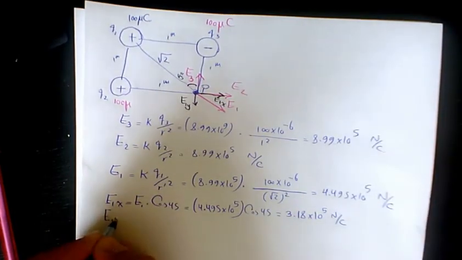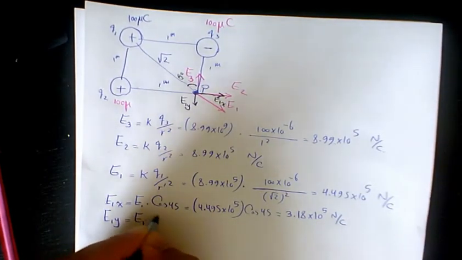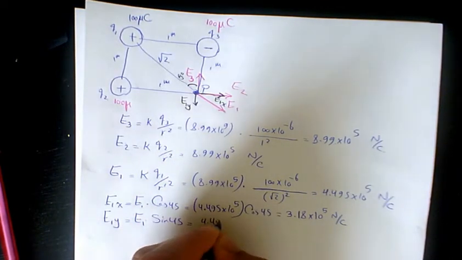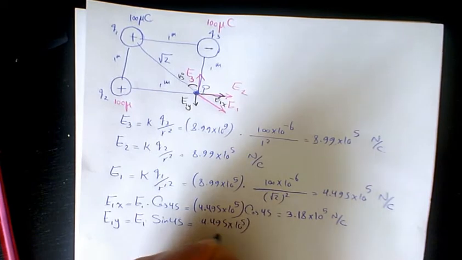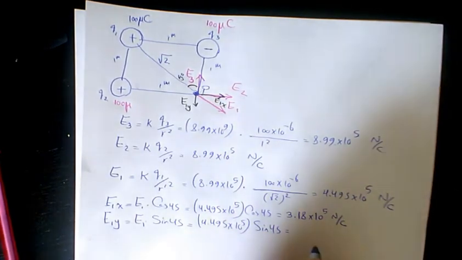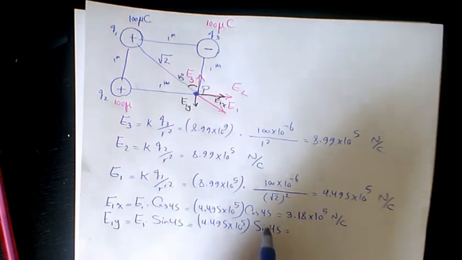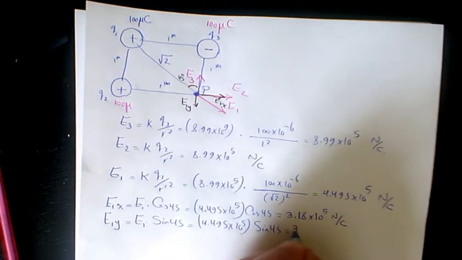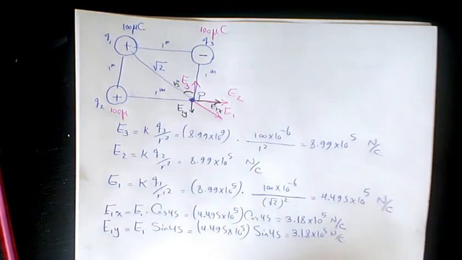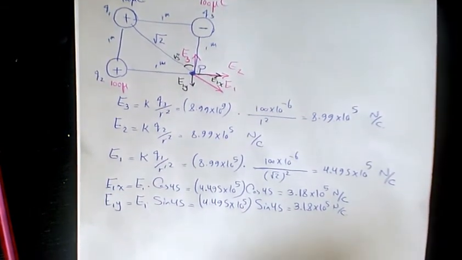On the other hand, E1y is E1 times sine 45. It's going to be 4.495 times 10 to the power of 5 sine 45. That will give me the same number because sine 45 and cosine 45 are the same. So that's going to be E1x and E1y.